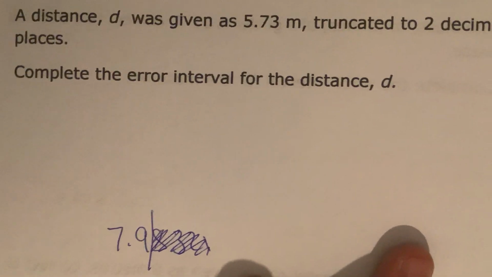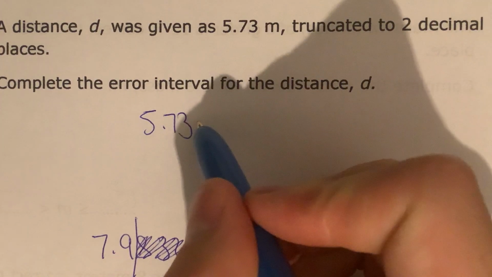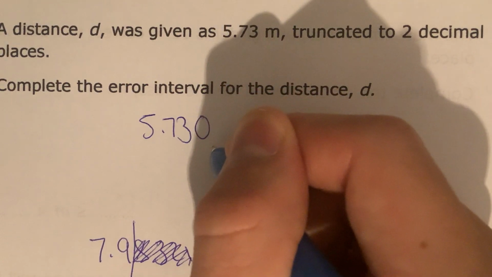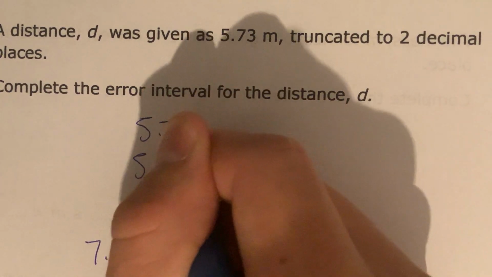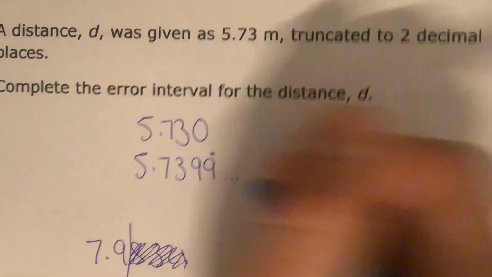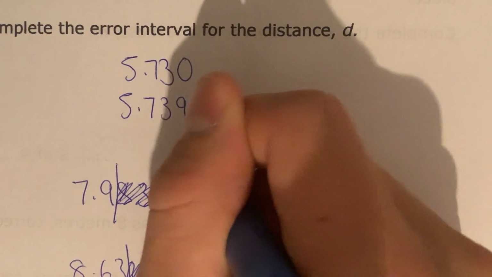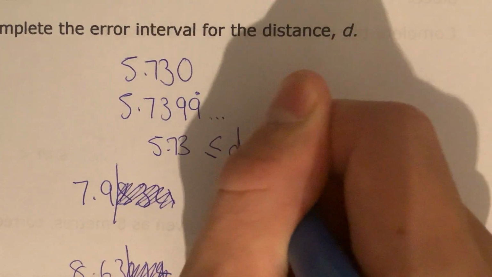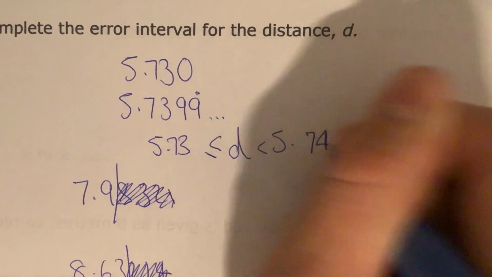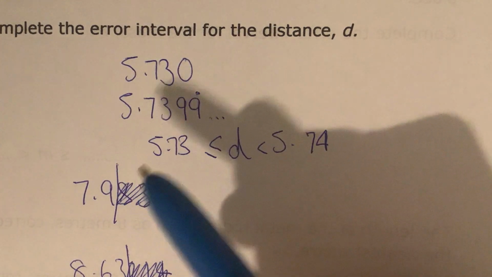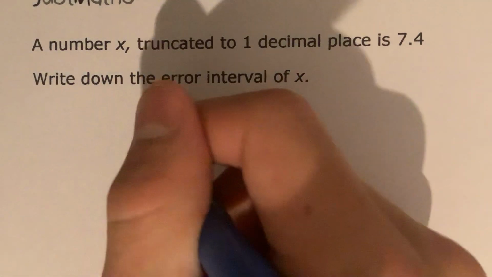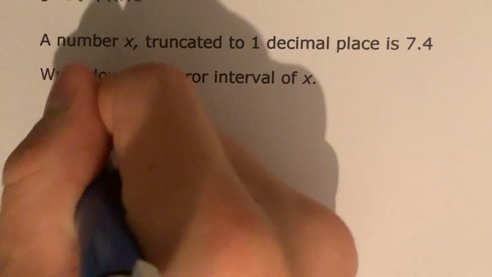So a distance was given as 5.73 to 2 decimal places. So the lowest number that could be is 5.730. But the highest number that could be is 5.739 recurring. So my error interval here, D has to be greater than or equal to 5.73, but less than 5.74. And it doesn't matter if you haven't got this because we haven't gone through it in much detail. So the last one, again, same thing, it's truncation. The error interval for X, it's greater than or equal to 7.4, but less than 7.5.